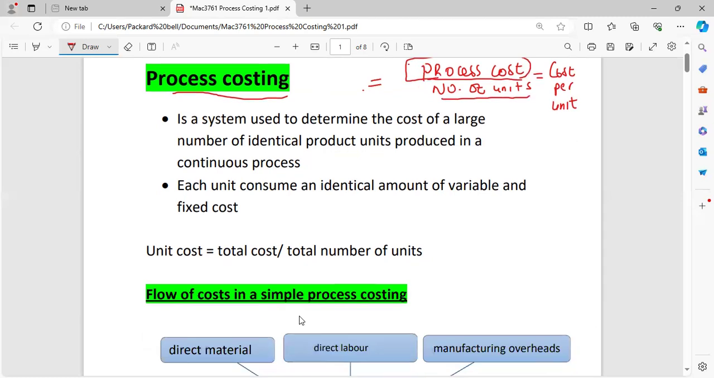You can see here they say it is a system used to determine the cost of a large number of identical products produced in a continuous process. Each unit consumes an identical amount of variable and fixed cost. So which means it's easy to calculate per unit because they consume an identical amount of variable and fixed cost. So when you calculate per unit, then you just need the full process cost. Then you divide by the number of units that were produced. So that's here, unit cost is equal to total cost over number of units. So that is going to be the unit cost.